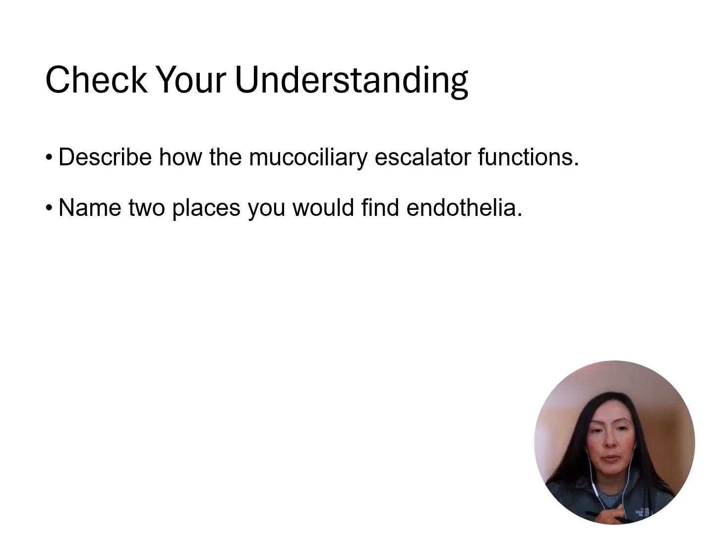For the second checkpoint, they ask, name 2 places you would find endothelia. So this could be in the blood vessels or in our lymphatic vessels. You could also say the urogenital tract or the blood-brain barrier.